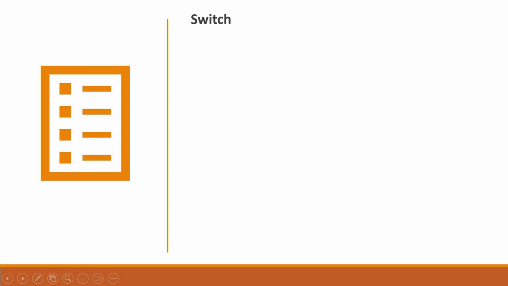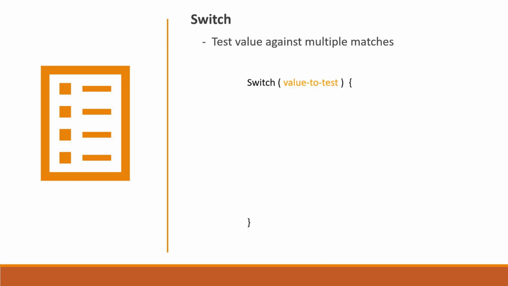And a switch is a way for us to implement conditional logic, but what it does is allow us to test a single value against multiple matches. So the way we set this up is with the switch keyword, but when doing a switch, within the parentheses that follow it, we don't put an actual condition.